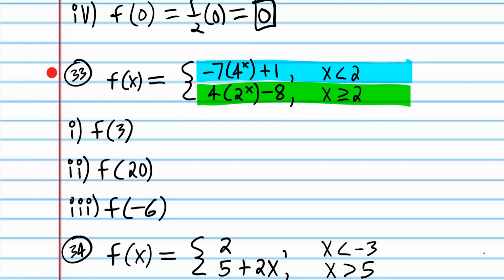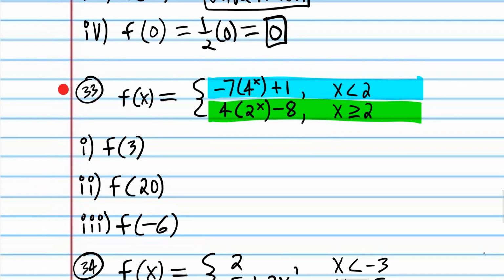Except in this case, we use the blue expression when x can be anything less than 2. So there's no limit to the interval when we're going into smaller and smaller numbers. We can go to negative infinity or approach negative infinity. So these problems are pretty much exactly the same as the problems we just did. There's just that minor difference.